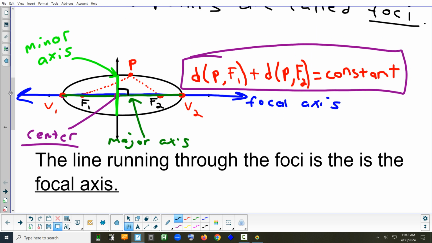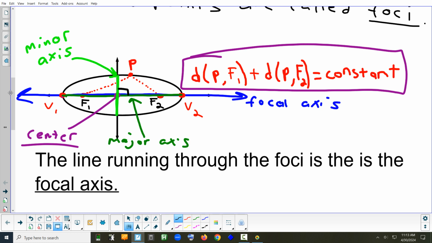Where do you notice the foci are in relation to the vertices? Same axis. They're on the same axis. What else do you notice about them? Positionally, they're closer to the center. When you draw an ellipse, the foci are inside of the vertices. When we do a hyperbola tomorrow, that's going to switch. Basically, a hyperbola is everything about an ellipse backwards.